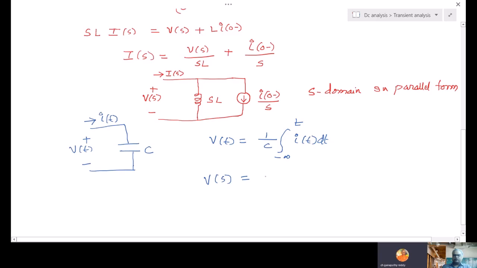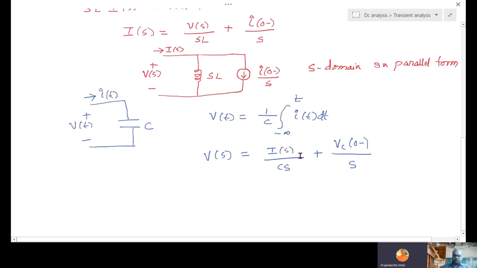V of S equal to I of S by CS is one term. This is when 0 plus to t, but minus infinite to 0 also there. That is the initial value, Vc0 minus, a constant, by S.